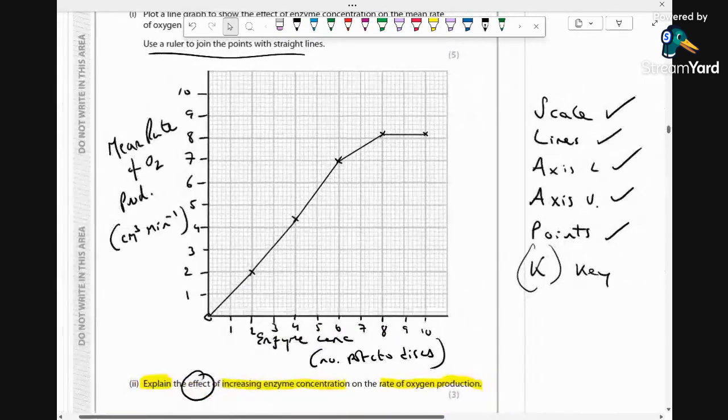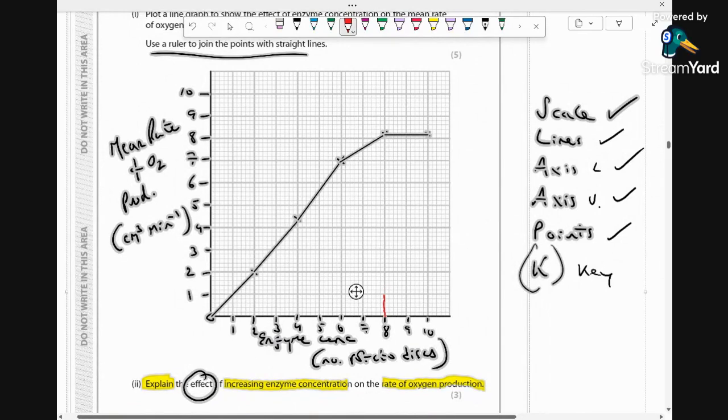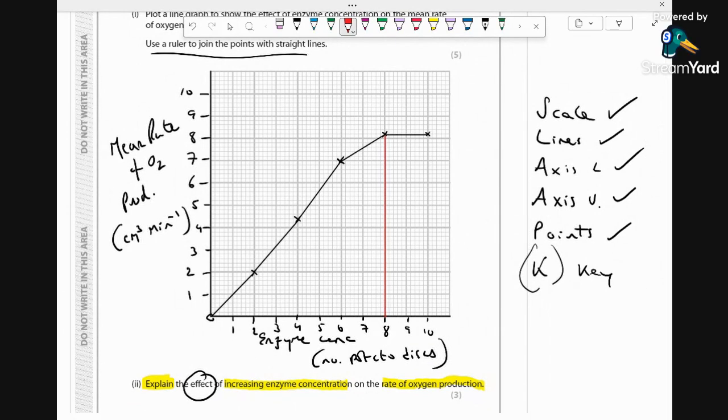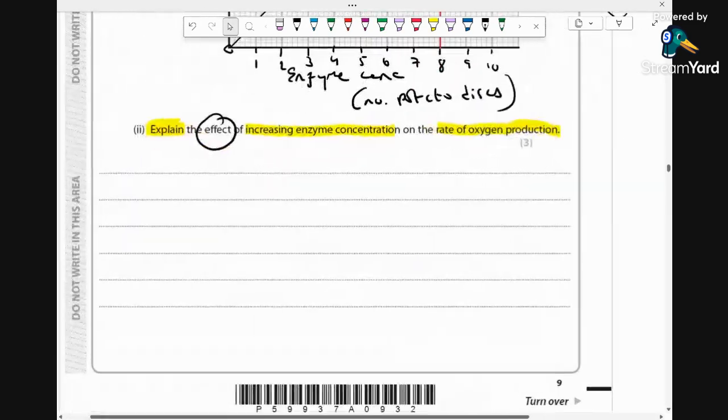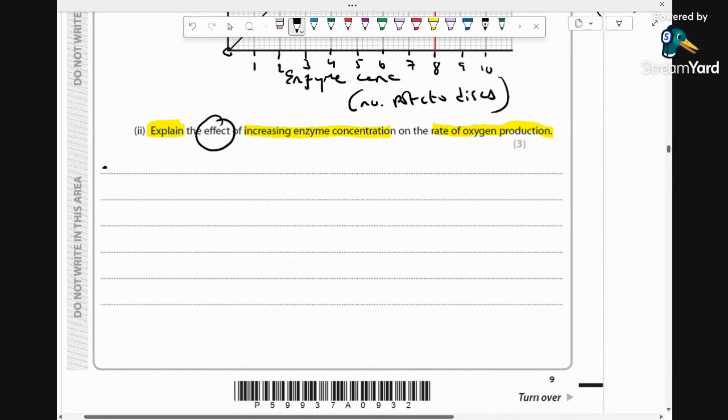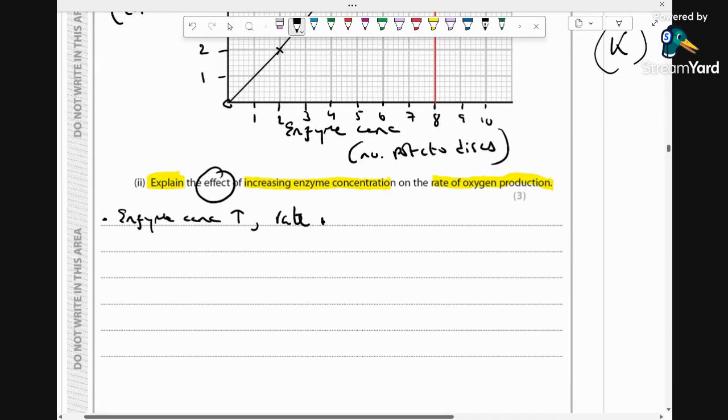And of course, you can see on your graph that at 8 potato discs, we have leveling off of our graph. So we're going to have to say that as well. Okay, so I would say initially, as enzyme concentration increases, so does the rate of oxygen production also increases.